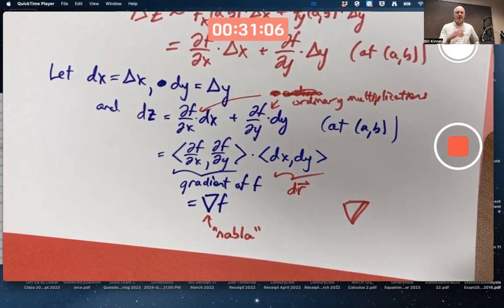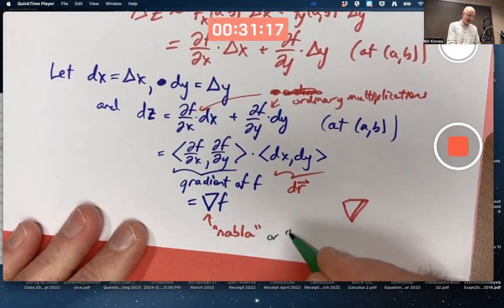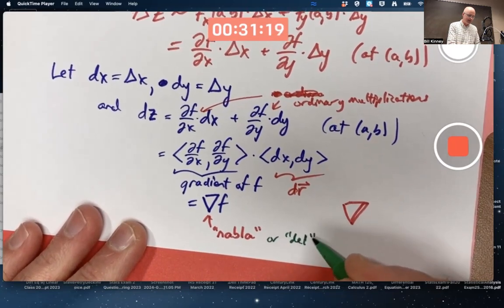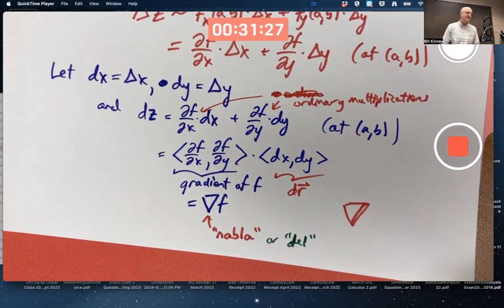People never call the triangle a del? Yeah, you can call it a del as well. Some people do call it del, the del operator. But the official name for the letter as a Hebrew letter is nabla. That's my understanding, at least. I've read it in books. They say those kind of things.